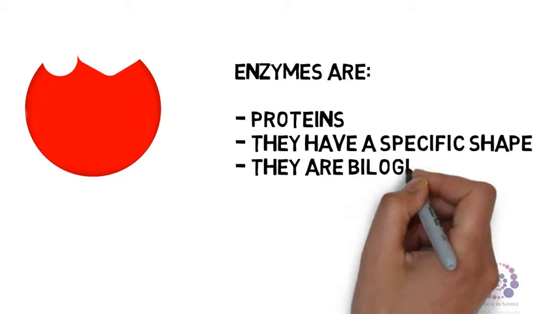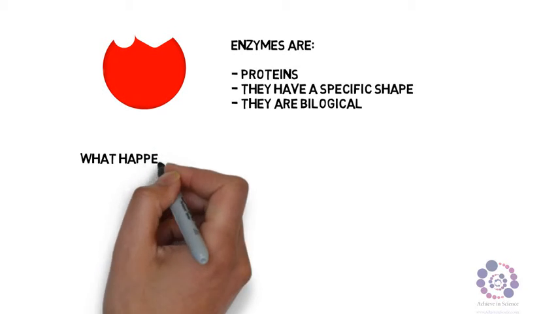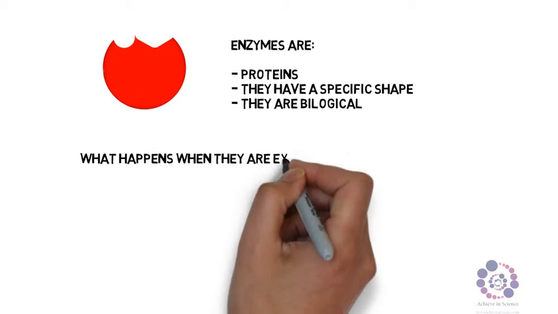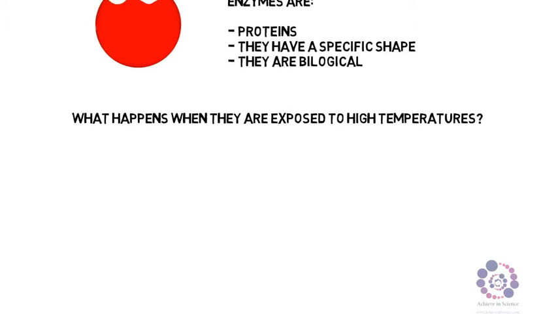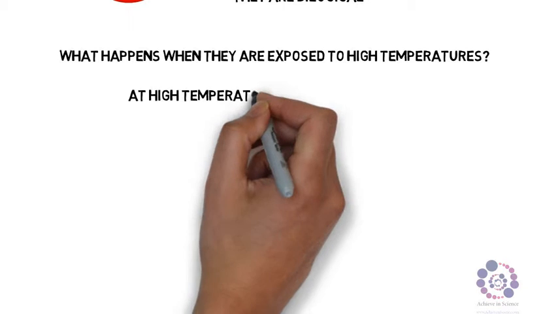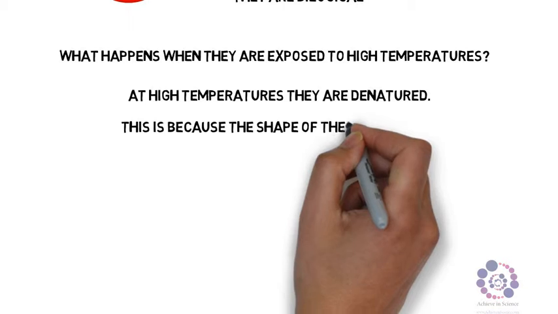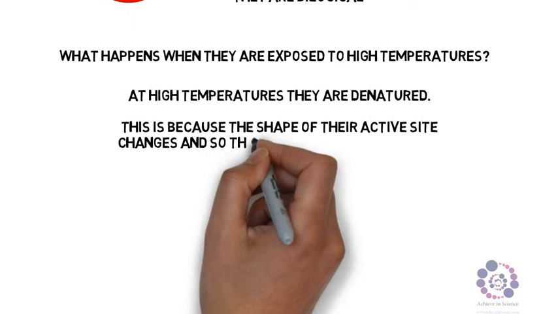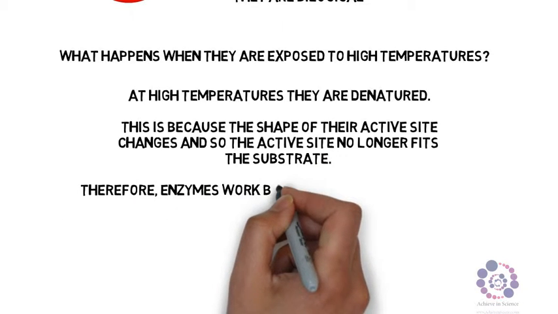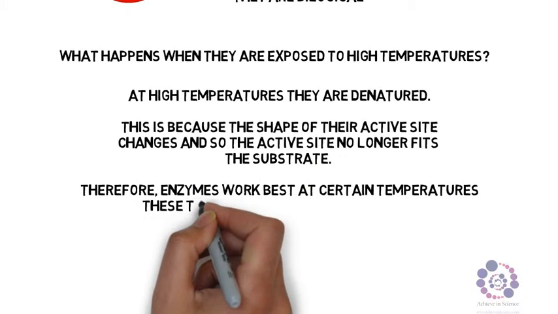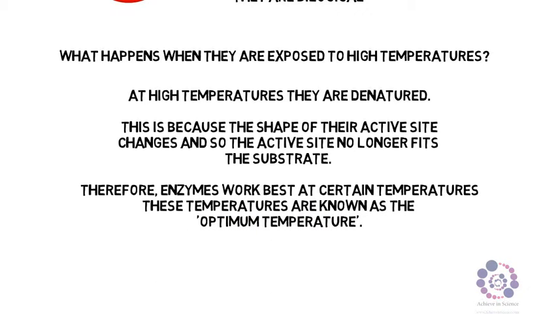So what are they affected by? So let's have a look. First of all, what would the effect be if they were exposed to high temperatures? Well, at high temperatures, what we say is they are denatured. They are not destroyed. We need to use that word denatured. What we mean by this is that the shape of the active site changes, and therefore the active site no longer fits that of the substrate which could bind to it previously. Therefore, enzymes are said to work at specific temperatures, and the one which it works best at is called the optimum temperature.